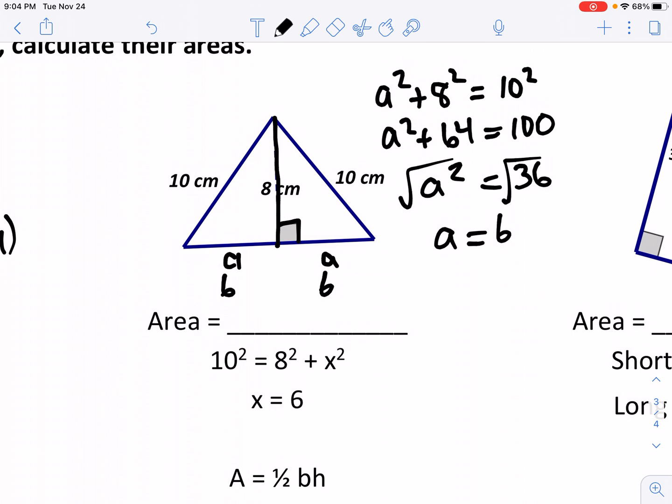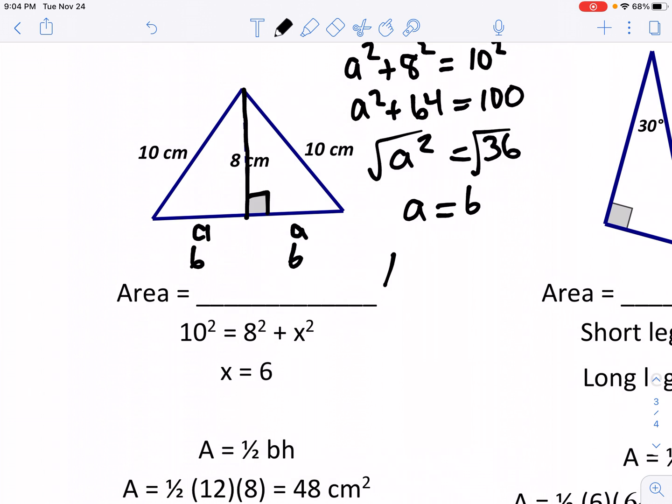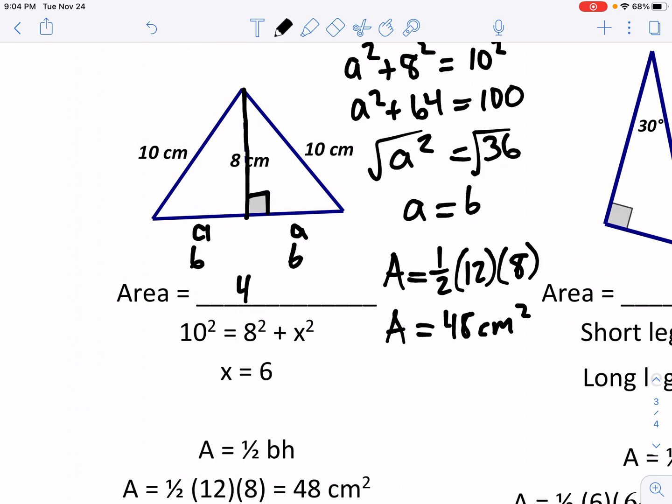So if both of those are 6, what's the length of the entire base? 12. So then in our area formula, our area equation, we have 1/2 times our base, which is 12, times our height, which is 8. Okay. And again, we can multiply this in different ways, but 12 times 8 is 96. And then if we divide that by 2 or multiply that by 1/2, we get the area is 48 centimeters squared. So 48 centimeters squared.